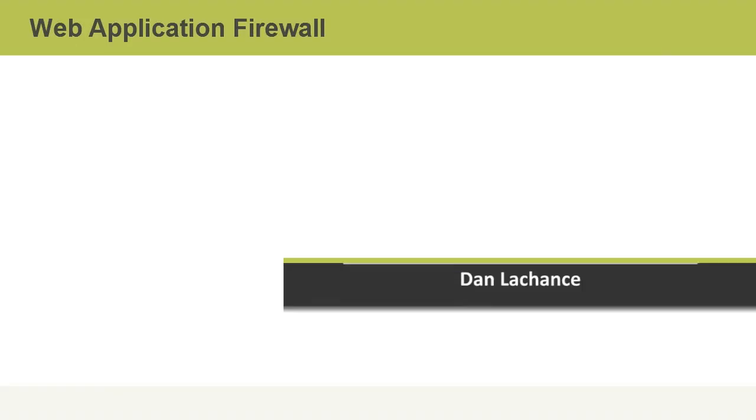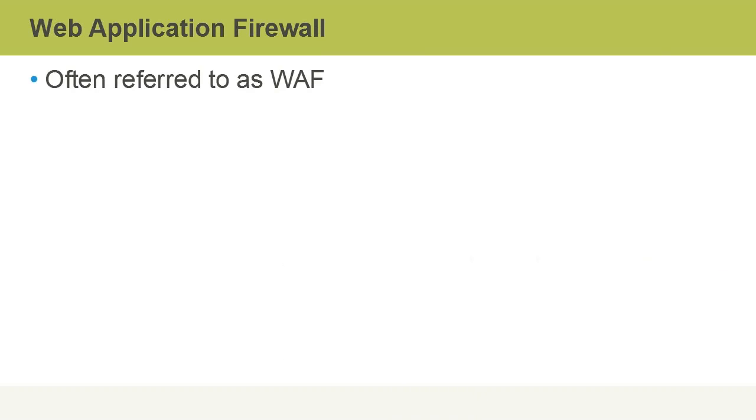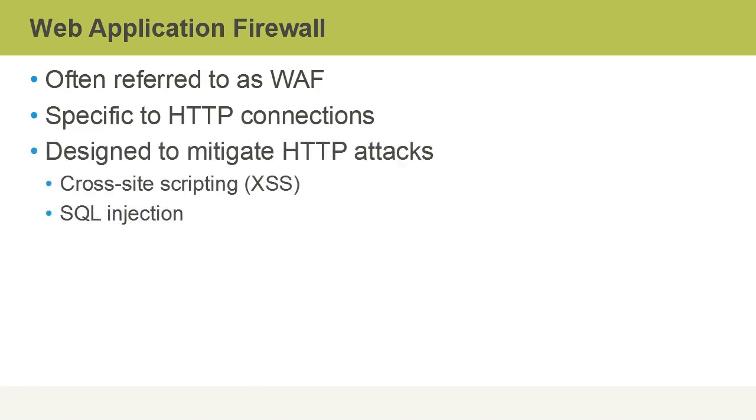In this video, we'll talk about web application firewalls. A web application firewall is often referred to as a WAF, spelled W-A-F. It's specific to HTTP connections, and it's designed to mitigate HTTP-specific attacks, including things like cross-site scripting or XSS.